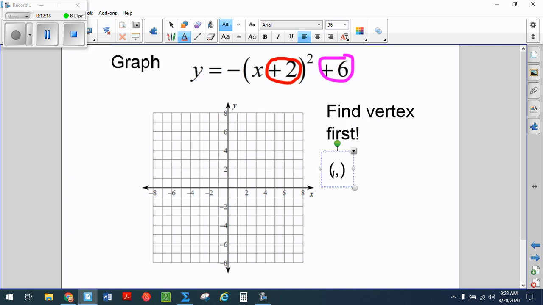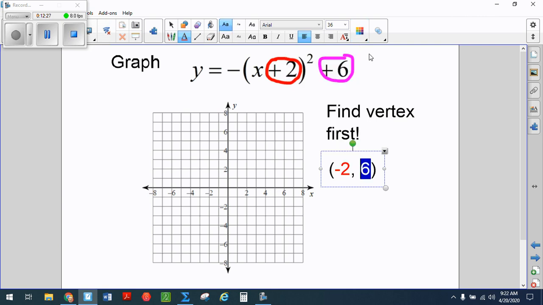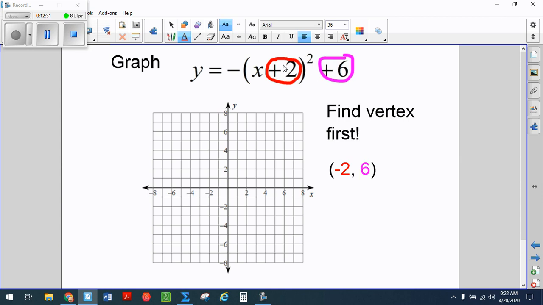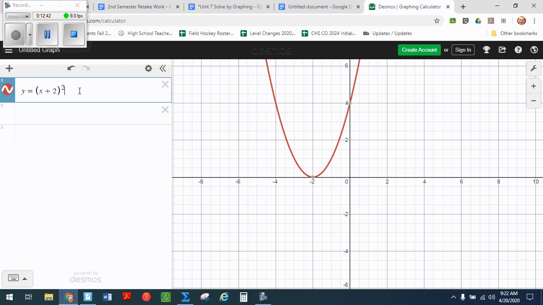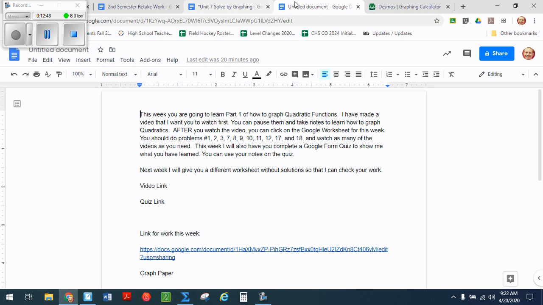Okay, if you said negative 2, comma, positive 6, you are correct. Negative 2, because I went 2 to the left. Positive 6, because I'm going to go 6 up. We do the opposite of what's on the inside, negative 2, and then positive 6. So if I graph this one, x plus 2 squared plus 6, we're at negative 2, comma 6.